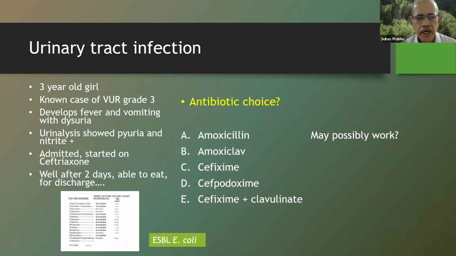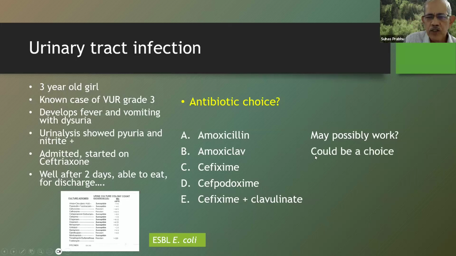How did it happen? It happened because beta-lactams are excreted primarily in the urine via the kidney, and the levels of the drug in the urine are much, much higher. You can't imagine how much higher. It's 20, 30 times higher than achievable in the blood. And therefore, when the lab says it is resistant, it may still work. And in this case, it has worked. The patient has responded. The fever has gone and the child's vomiting has stopped. And therefore, amoxicillin may work.